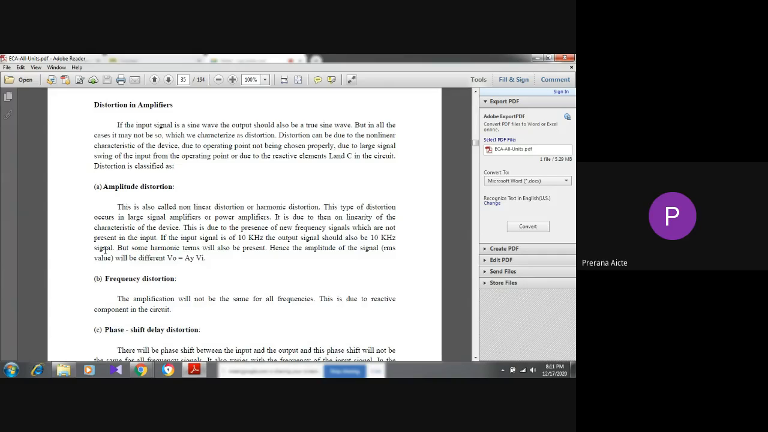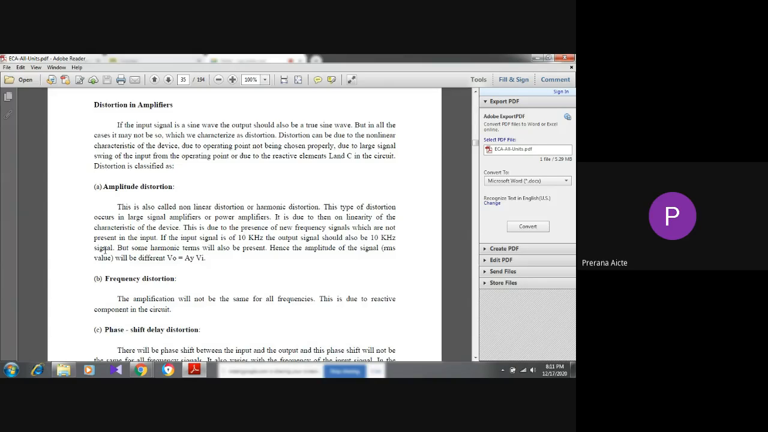Distortion can be due to nonlinear characteristics of the device, or due to the operating point, or due to a large signal swing of the input from the operating point, or due to some reactive elements, L and C. So many factors cause distortion. Based upon these, distortion is classified into three types: amplitude distortion, frequency distortion, and phase distortion, whose another name is delay distortion.